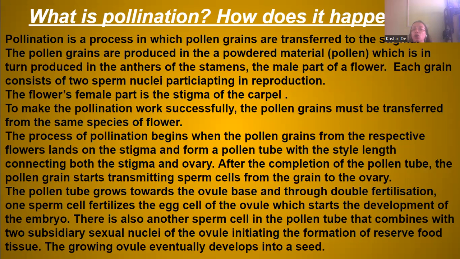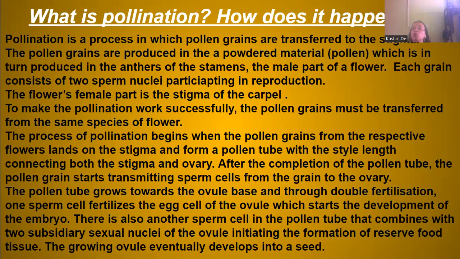Okay. So now what is pollination? Pollination is the transfer of the pollen grains from the anthers, or from the androecium, to the stigma of the gynoecium. So this transfer is known as pollination. The pollen grains are produced in powdered form in the anthers of the stamens. The tip of the stamens has the anthers, and the anthers produce the pollen grains in the form of powdered material.